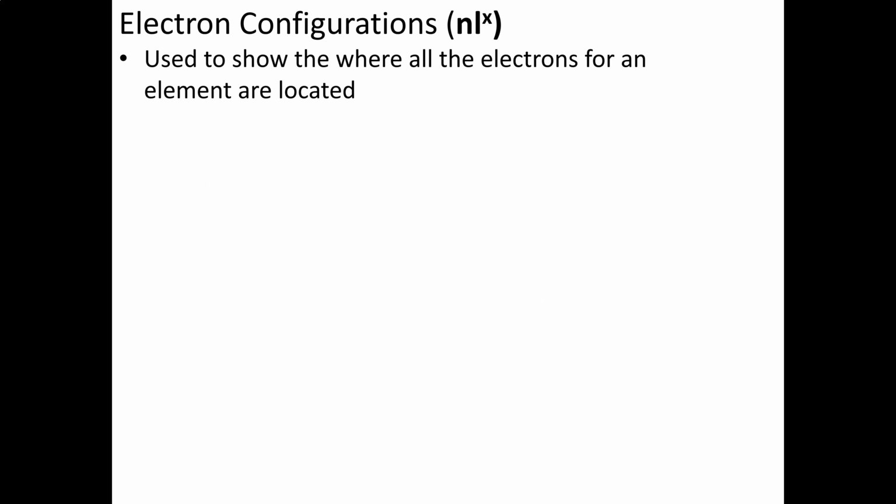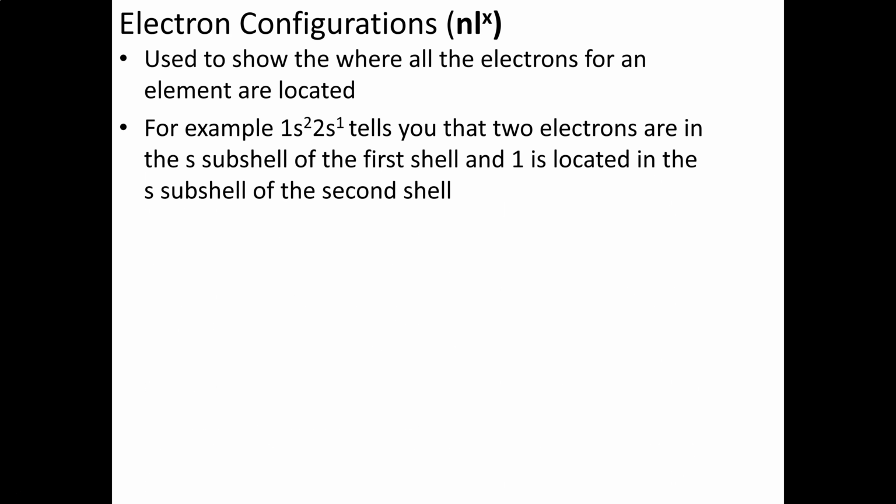All right, electron configuration. It's used to show where all the electrons for an element are located. For example, 1s2, 2s1 tells you that 2 electrons are in the s subshell of the first shell, and 1 is located in the s subshell of the second shell. Probably like, what the heck is all this?